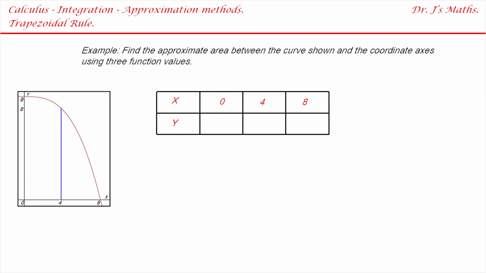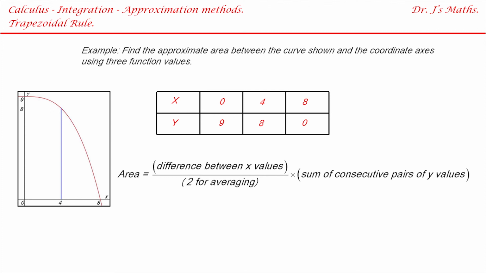So at x equals 0 we have y equals 9, x equals 4 we have y equals 8, and at x equals 8 we have y equals 0. Now we think of our formula for what we want to do, and we say the difference between the x values. Now looking at our table, the difference is going to be 4 over the 2 for averaging, so we substitute into our formula for that, and then we say that we have the sum of the consecutive pairs. Well, the sum of the first two is 17 and the sum of the second two is 8, so we have 17 plus 8. Simplifying that down we get 50 units squared.